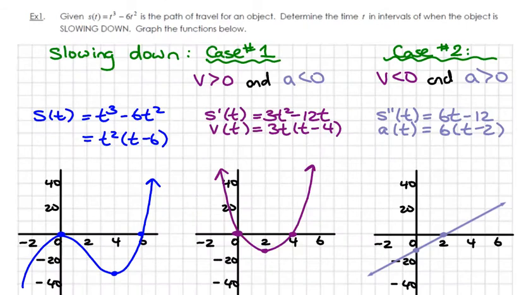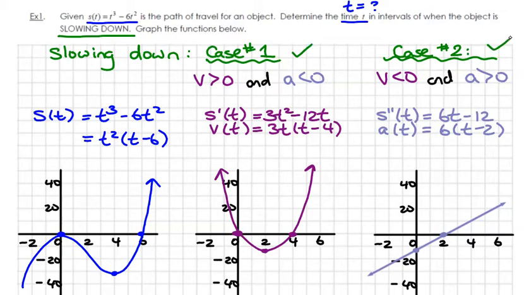Okay, so number 1, given a certain function, this is the position function. Given this function is the path of travel for an object, determine the time. So they're asking you, what is the time in the intervals where we're slowing down? Okay, so slowing down, we had said on the previous slide that we have two cases. We either have V is positive, A is negative, or we have V is negative, A is positive.